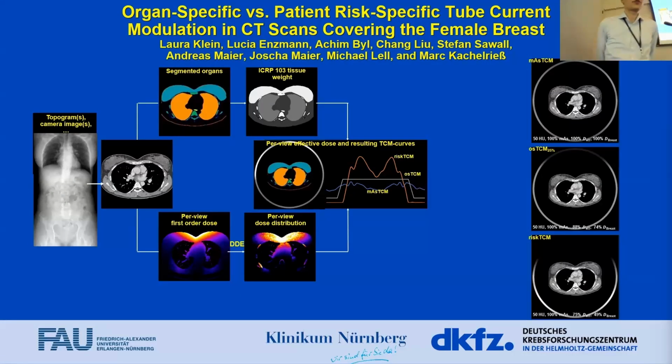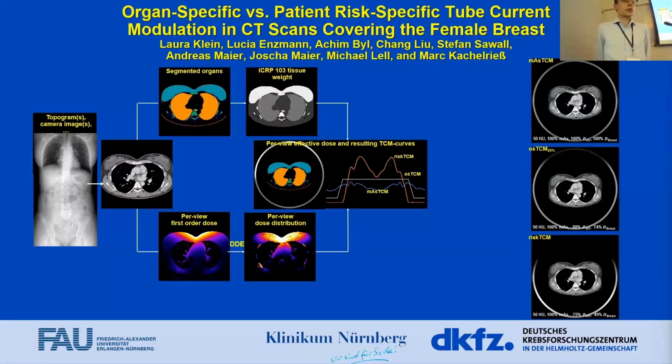The goal of tube current modulation is to reduce patient risk without affecting image quality. The state of the art is to use a surrogate, that is, to minimize the tube current time product at constant noise. For organ-specific tube current modulation, for the case of the female breast, we can reduce the tube current in the anterior and increase it in the posterior.